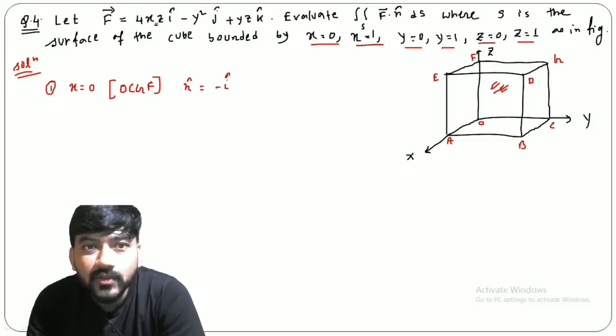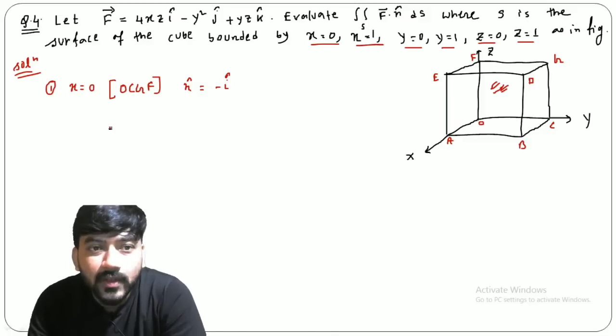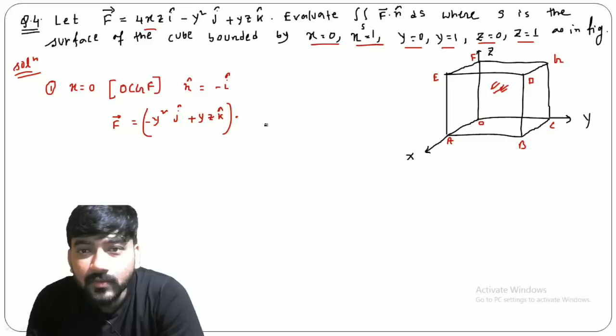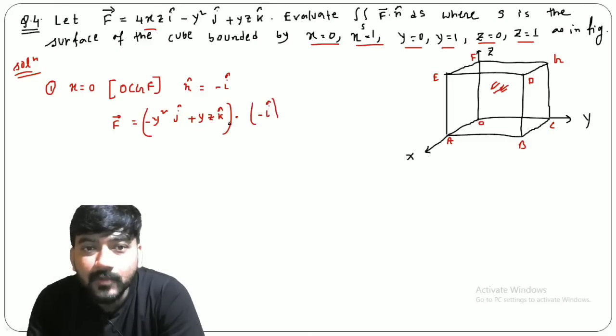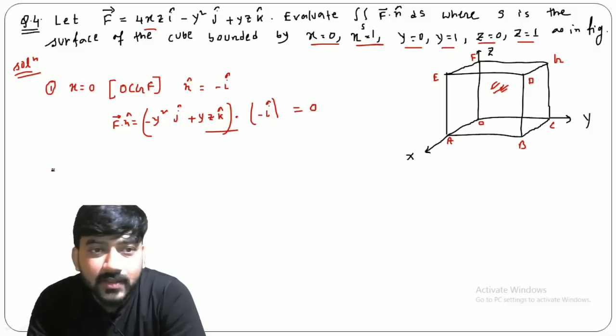Now for x = 0, F is equal to, as x = 0, this part will be 0, so it will be only minus y² j cap plus yz k cap, dot minus i cap, because n cap means minus i cap. So F dot n cap will be 0, because i dot j and k dot i will be 0. So for this surface, x = 0, the surface integration is 0.